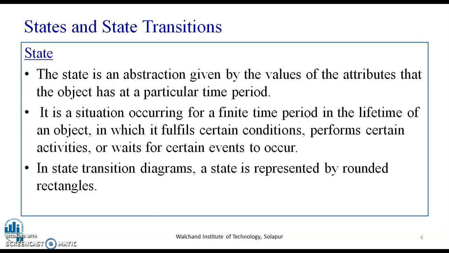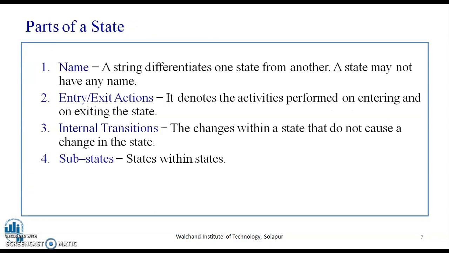In a state transition diagram, a state is represented by a rounded rectangle. So what is this trying to tell? It is trying to tell that it is a situation, a temporary interval, wherein a particular object is there for a definite or a finite time, depending on the system.